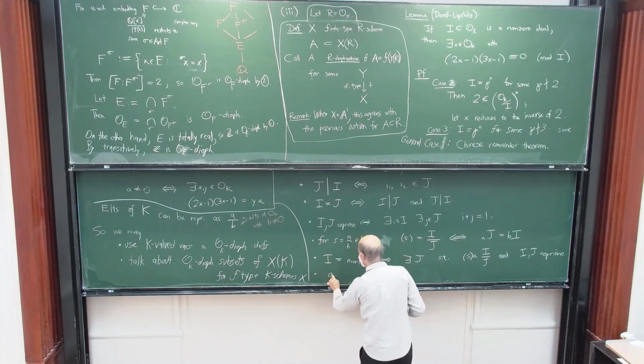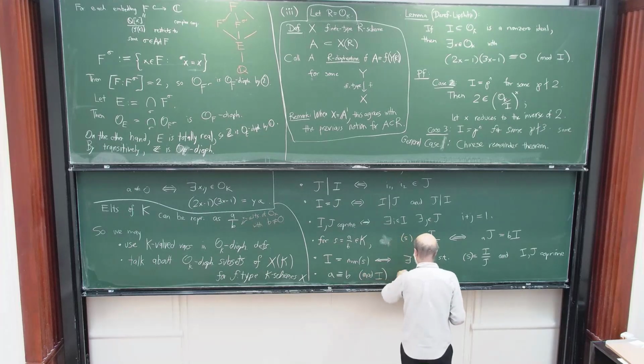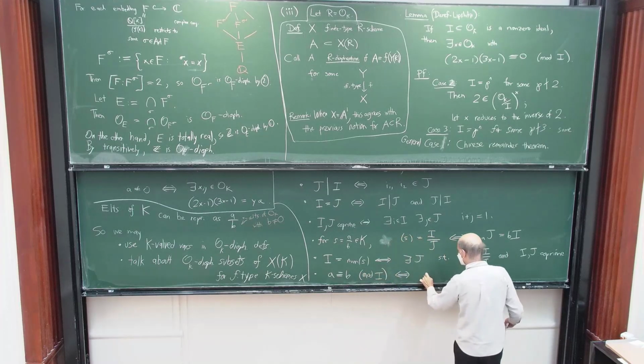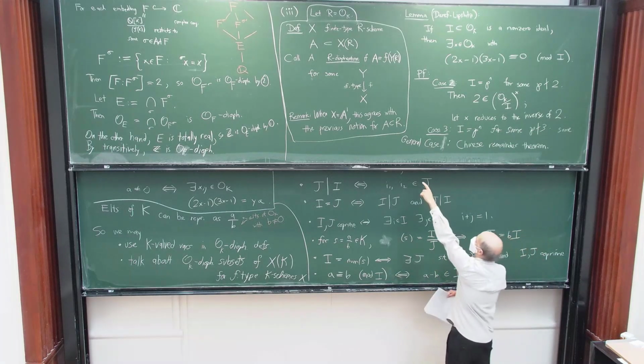Okay, and then maybe last one. This is a really trivial one. You want to say that A is congruent to B mod I, that's, well, just essentially by definition, and that just means that A minus B is in I. And so you can use the first bullet up there.